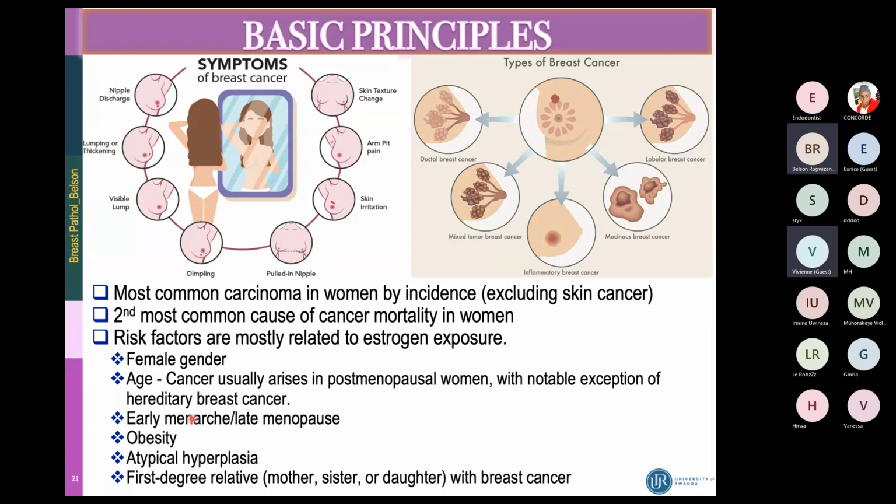Obesity, atypical hyperplasia, we saw it. First degree relative, mother, sister, daughter with breast cancer. I think I gave scenarios, examples I know personally about these cases. And so we had many other risk factors, of course.